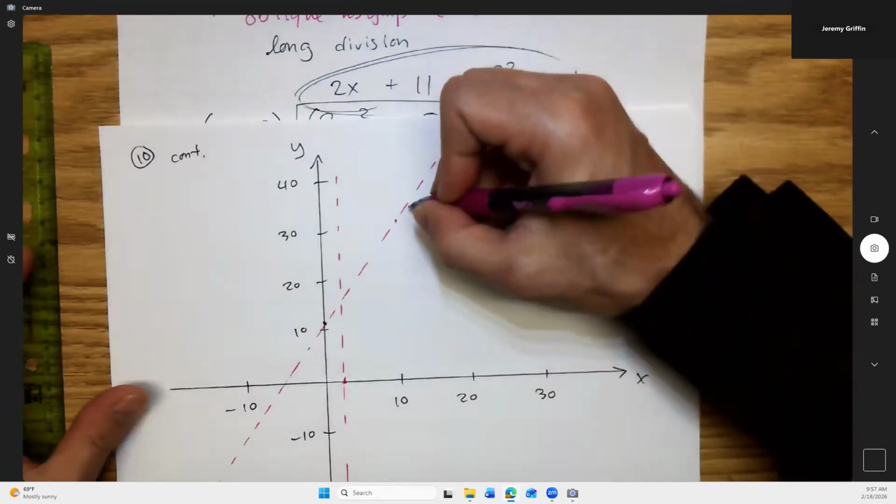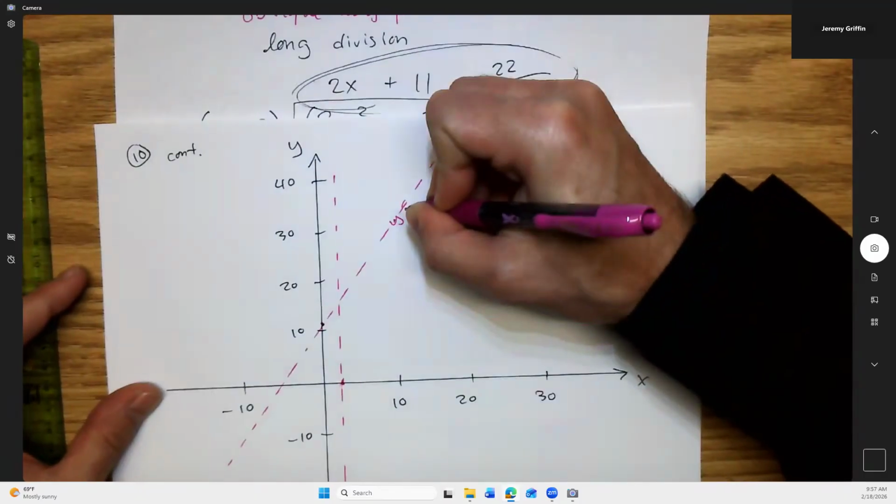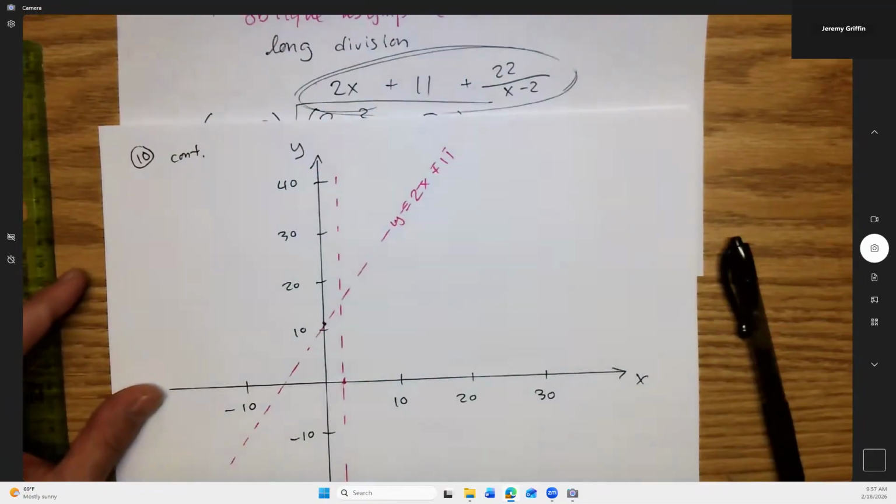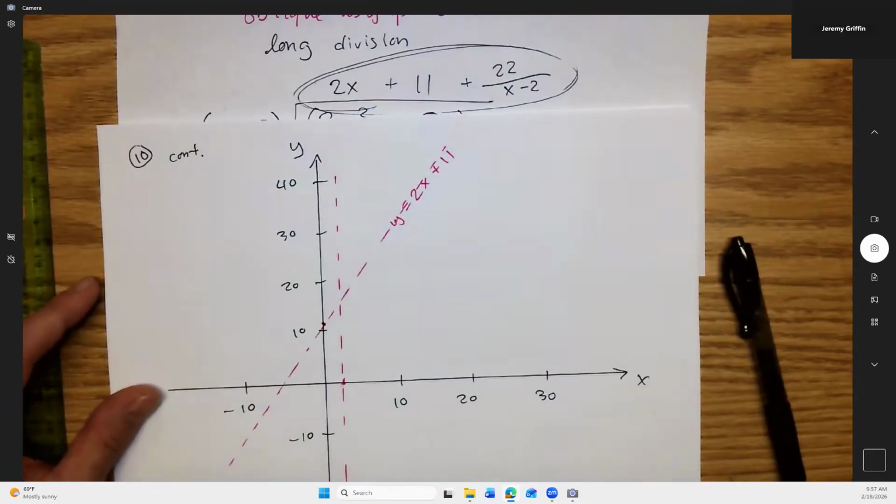What would the y-intercept be? Because when x equals 0, it would be 11 plus 0 over negative 2, which would be 0.